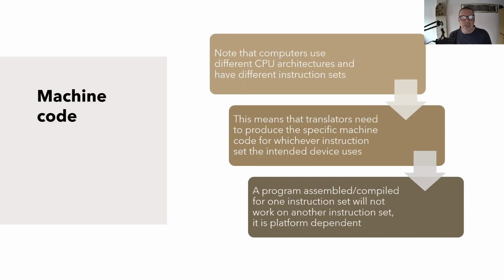Just a note about machine code. Different CPUs, different computers will use different architectures and have different instruction sets. And each instruction may have different numbers to other instruction sets. That means that translators need to produce the specific machine code for whichever instruction set the intended device uses. This is sometimes referred to as a platform. So a program assembled or compiled for one instruction set will not work on another instruction set. It's platform dependent.